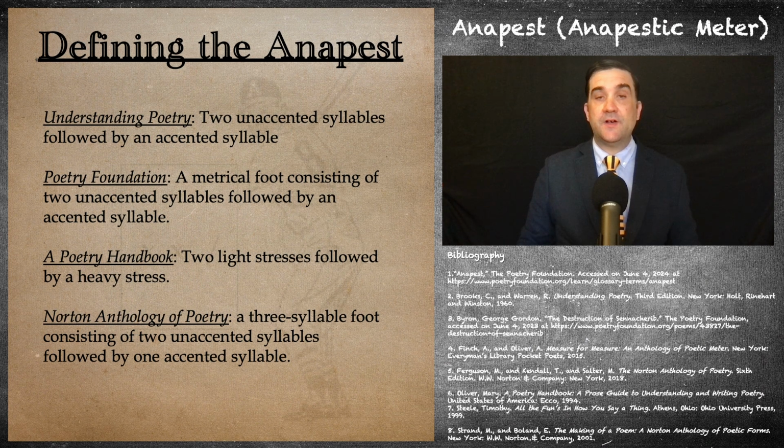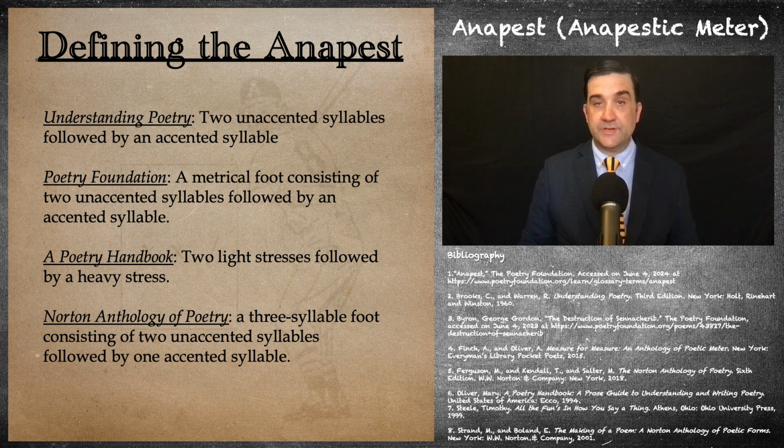Over in the box, you'll find 4 definitions of the term Anapest. The first definition comes from the book Understanding Poetry. The authors there define the term as, quote, 2 unaccented syllables followed by an accented syllable. Next up, we have the Poetry Foundation, and they define the term as a metrical foot consisting of 2 unaccented syllables followed by an accented syllable.